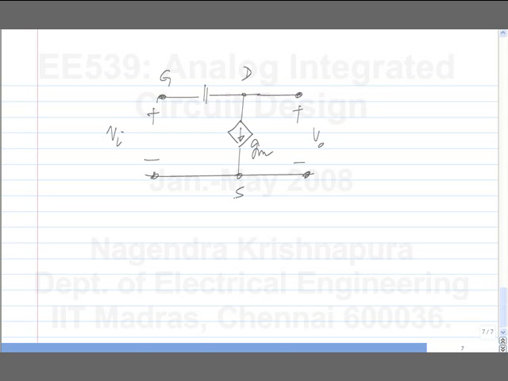So the current here is GM. That current flows through the capacitor. This is CGD. So what is the voltage across the capacitor? GM times VI by SCGD. What is the output voltage? Is this clear? So all of the current through the GM flows through the capacitor, and the output voltage is the input voltage minus the voltage across the capacitor.